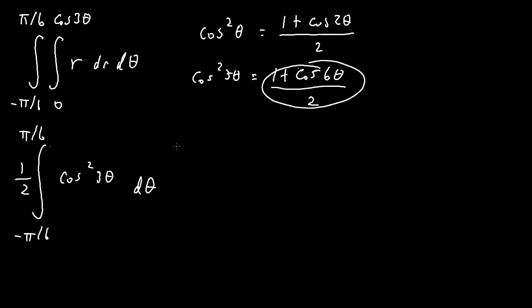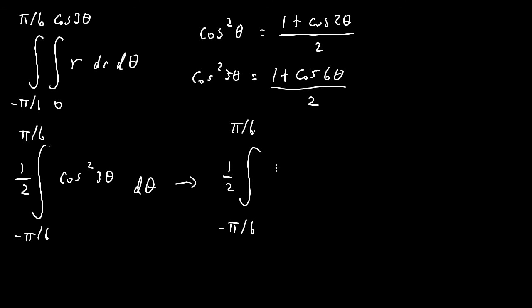And so we can go ahead and replace these two. So then we get 1/2 times the integral from negative pi over 6 to positive pi over 6 of 1 plus cosine of 6 theta, now over 2. Remember that's 1/2 as a constant, so I can bring that outside. So then 1/2 times 1/2 will give me 1/4.